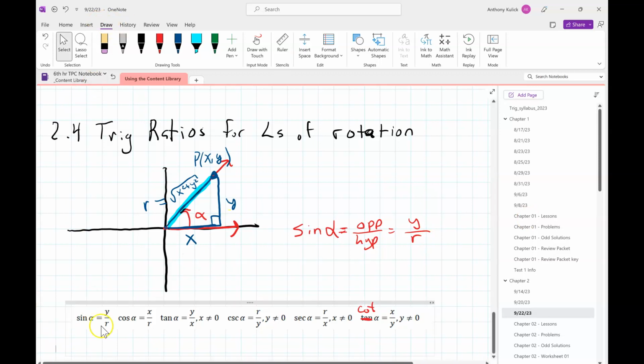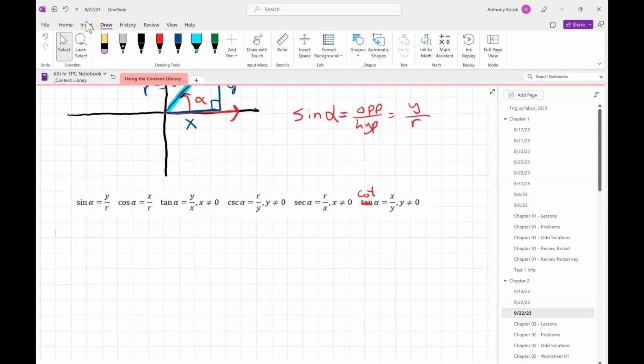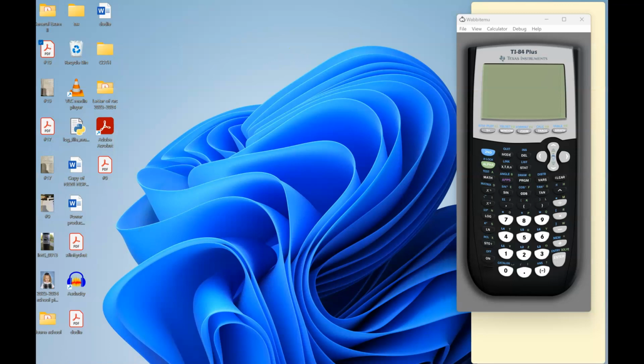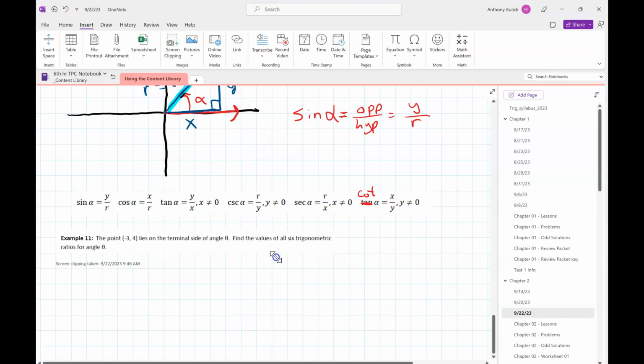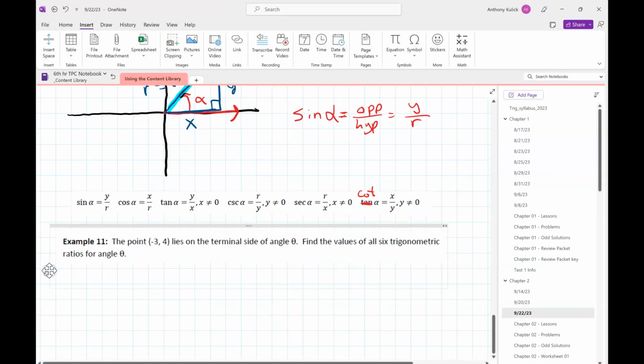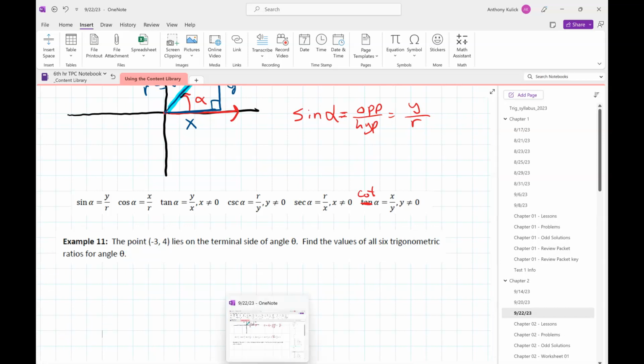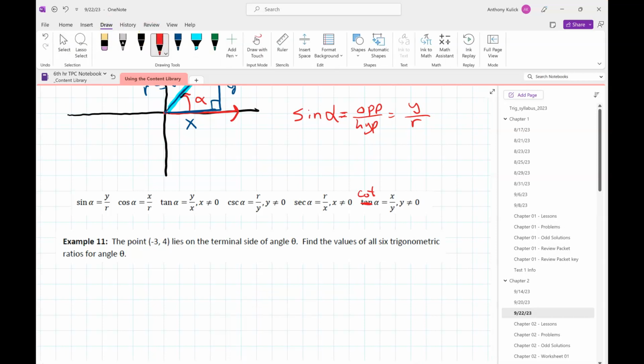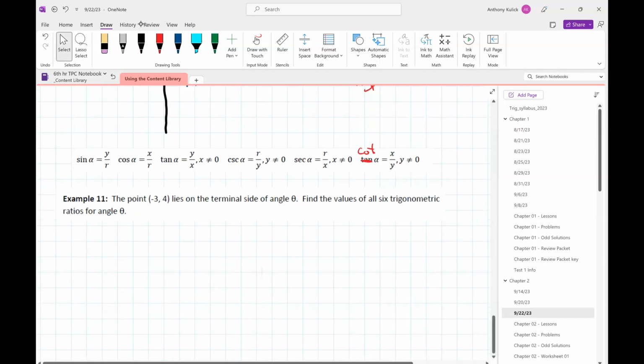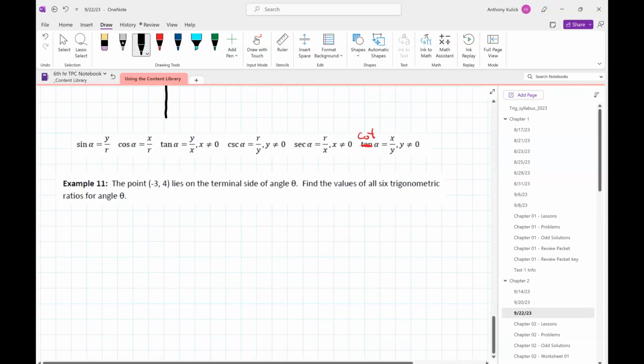So let's do an example on how we're going to use these new definitions for sine, cosine, tangent, etc. Our example says that the point -3, 4 lies on the terminal side of angle theta. Find the values of all 6 trigonometric ratios for theta. Okay?